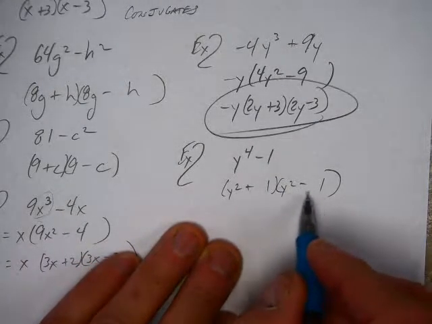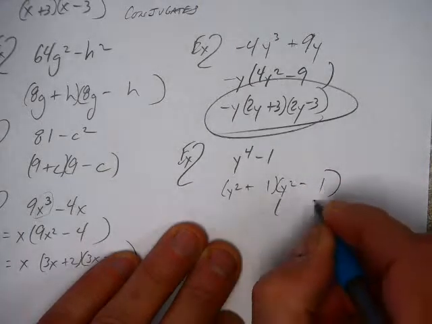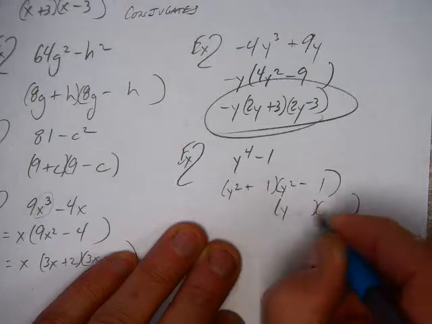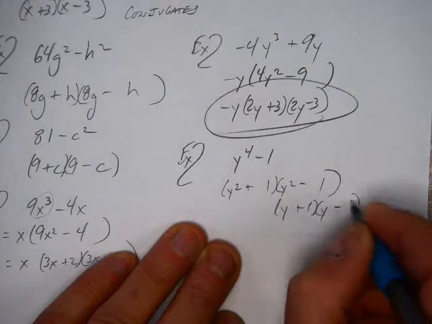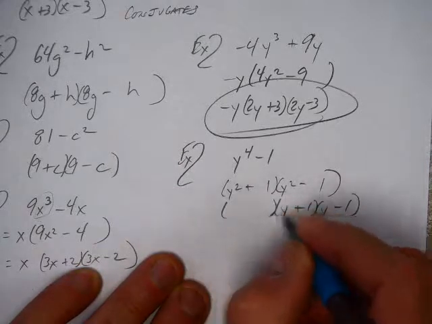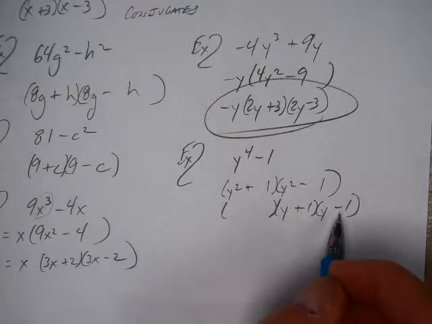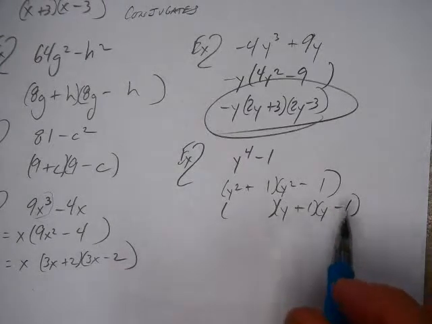Is this the difference of two squares? Yeah. So let's take that part and break it up, because our goal is always to factor this down as much as we can. So I took the difference of two squares and factored it into y plus 1, y minus 1.